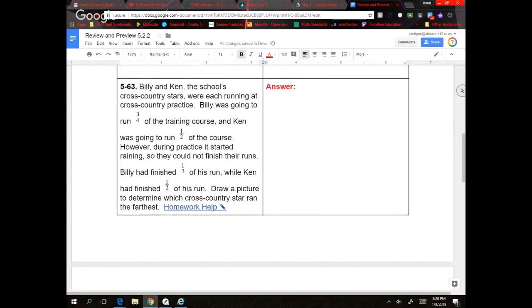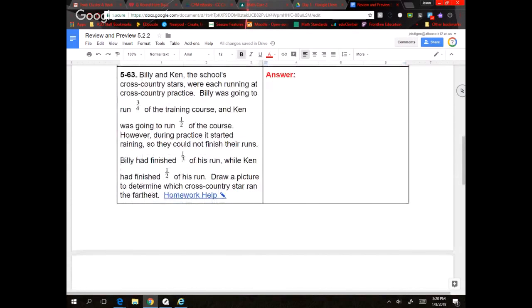Next one. I love this problem. Okay, this is kind of similar to one we did in class the other week. Billy was going to run 3/4 of his course, okay, and Ken was going to run 1/2. Again, it always helps me to underline what I know. Then it says Billy only finished 1/3 and Ken only finished 1/2 of his run. Remember, the whole key here is of his run. So Billy was going to finish 1/3 of, remember, of means multiplication. His run was 3/4. When I multiply that, I multiply straight across.